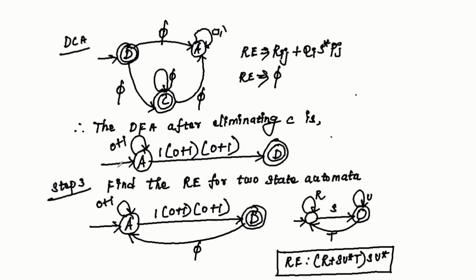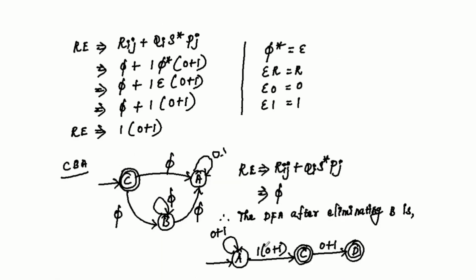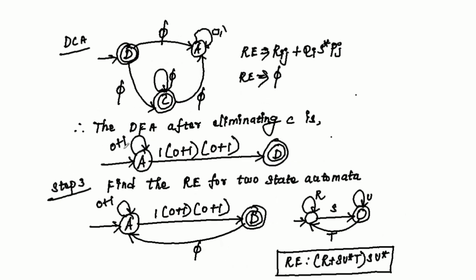Then A has a self loop 0 plus 1. Look at the original transition diagram. A is having a self loop 0 plus 1. So here we write 0 plus 1. So finally, there is a transition from A to D which is 1 of 0 plus 1, 0 plus 1, and A is having a self loop 0 plus 1. In this transition diagram, there is a starting state capital A and the final state is capital D. We cannot simplify it any further. It has exactly one start state and one final state. So we need to find the regular expression for this using the second rule.